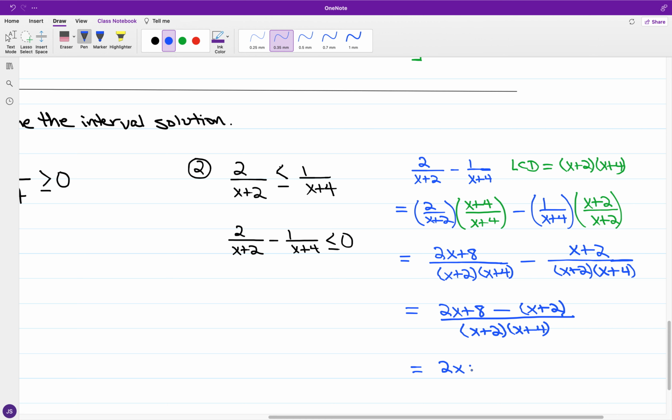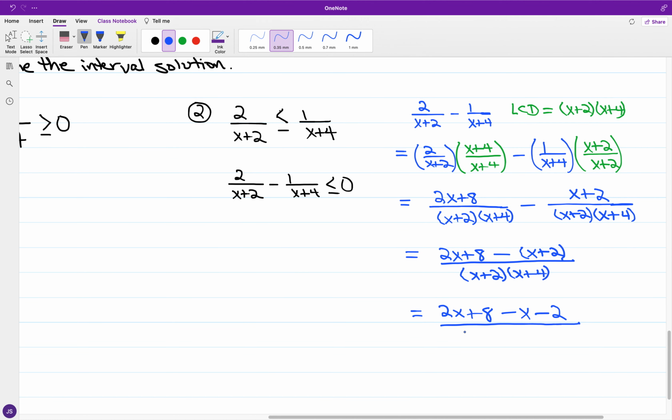Okay, so just looking at what we have upon distributing subtraction. Okay, so x plus 2, both will be subtracted, so we have negative x minus 2, and so we got 2x minus x becomes x. 8 minus 2 is going to be 6.